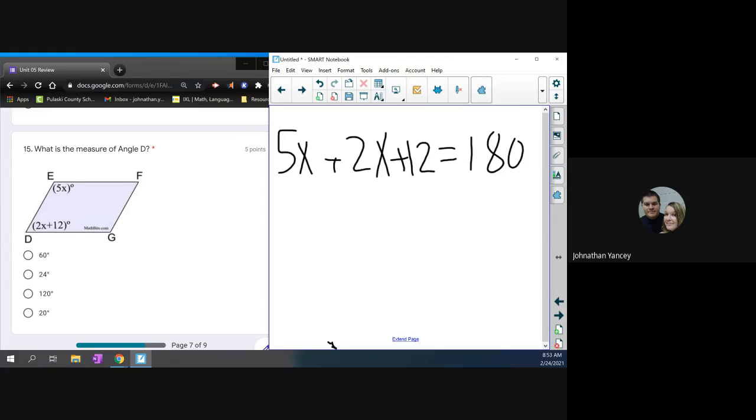So then I have to do something a little different than the other problems as well, because my x's are both on the same side. So what's going to happen to them? What would that give me? 7x plus 12 equals 180. Now I'm in a little spot that's a little bit more familiar. Good.